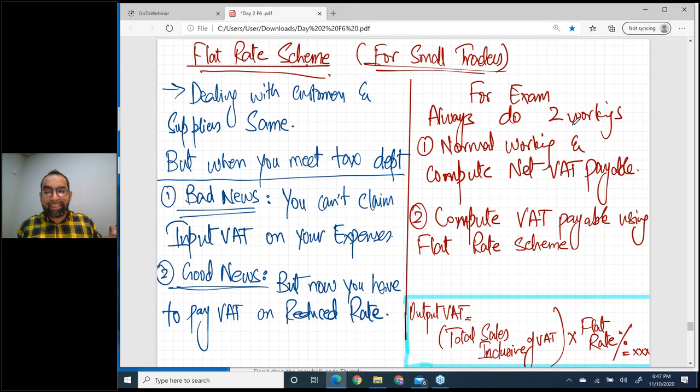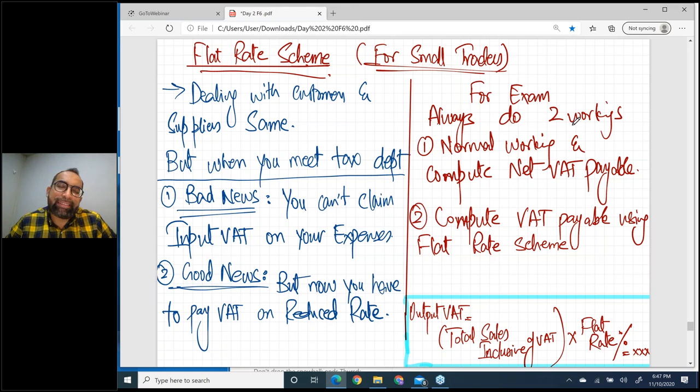But when you go to the tax department, your dealings will be different. There will be two news. Look at the screen now. One is bad news and one is good news. See, I've used the words bad news and good news.